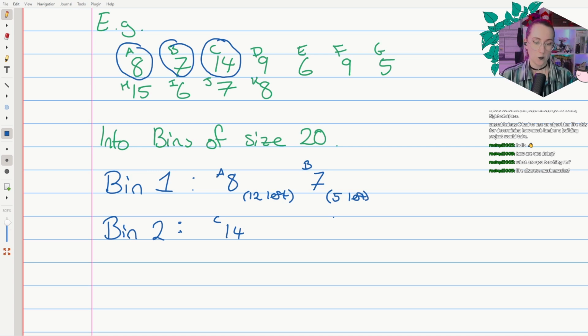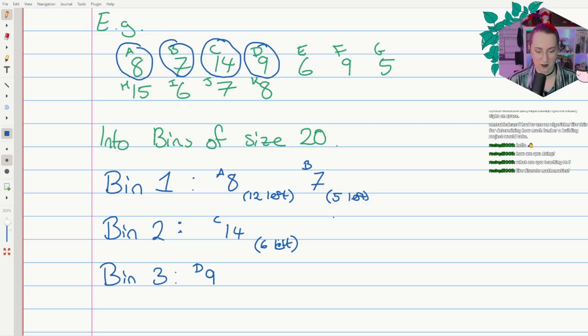So we have bin 1 that has A8 and B7 in it. Bin 2 has C14, so in bin 2 we have 6 left. We look at the next one in line, and that's 9. That's not going to fit in either of the 2 bins we had previously, so we need a 3rd bin. We're going to put D inside of there, and that's going to leave me with 11 in that bin.